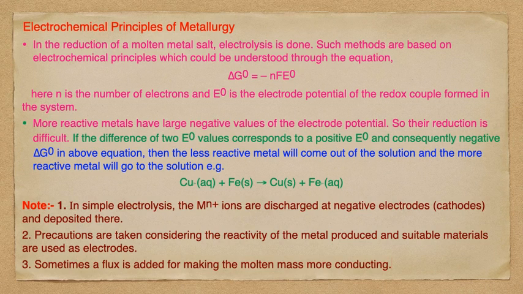Now note number 1: in simple electrolysis, the M^n+ positive ions are discharged at the negative electrode, the cathode, and deposited there. Precautions are taken considering the reactivity of the metal produced, and suitable materials are used as electrodes. Sometimes a flux is added for making the molten mass more conducting. These three notes must be kept in mind.